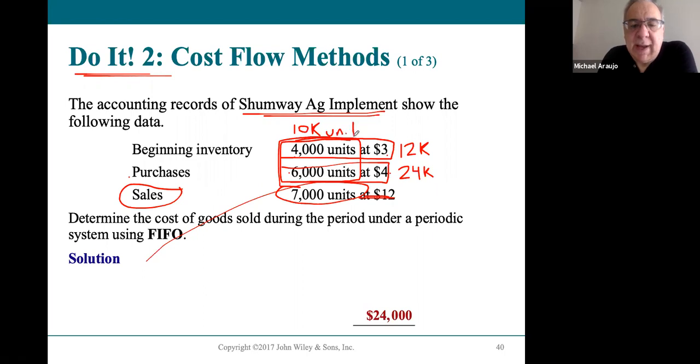Just like chapter 5 was teaching you, beginning inventory plus purchases gives you the total available for sale, and that's what we care about. What's the total available for sale here? 10,000 units are available for sale. How much did they sell? 7,000 units of those. That's how you need to look at all of these.